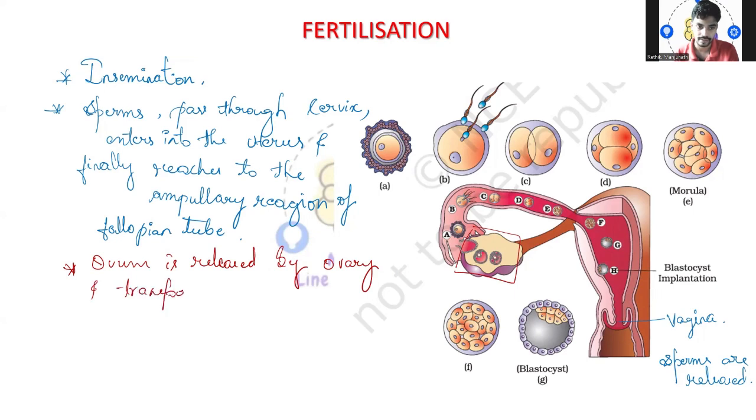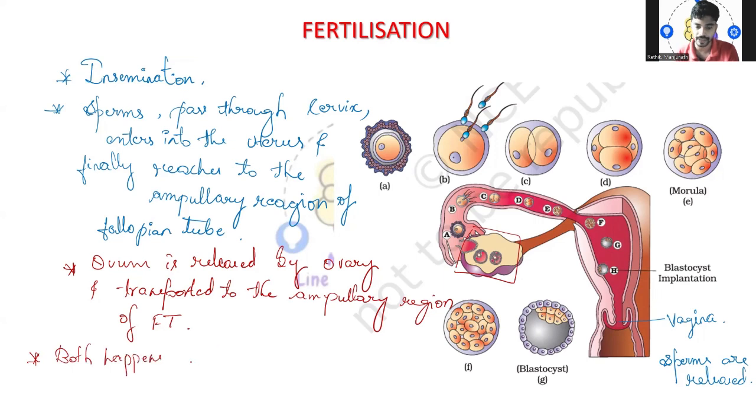Both happen simultaneously. Very important. Both the processes happen simultaneously. That means when the sperms are released, equally the ovum should also be released. Then only fertilization will happen.